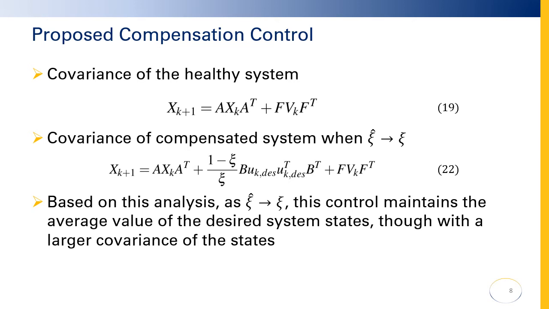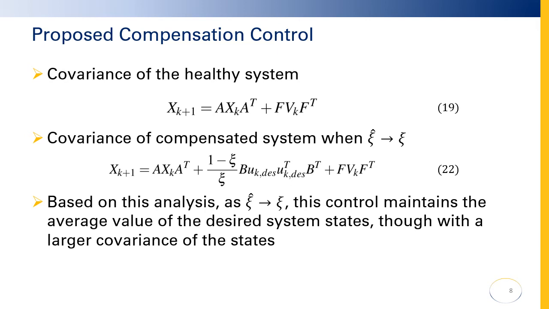The covariance of the system with intermittent actuator faults using the compensation control can be expressed as in 22 when ThA hat approaches ThA. From these expressions, we see that for ThA less than 1, 22 is larger than 19. As ThA approaches 1, however, 22 also approaches 19. Based on these analyses, we see that when the estimate of ThA approaches its true value, the compensation control can maintain the mean value of the healthy states, though the covariance of the states increases dependent on the value of ThA.